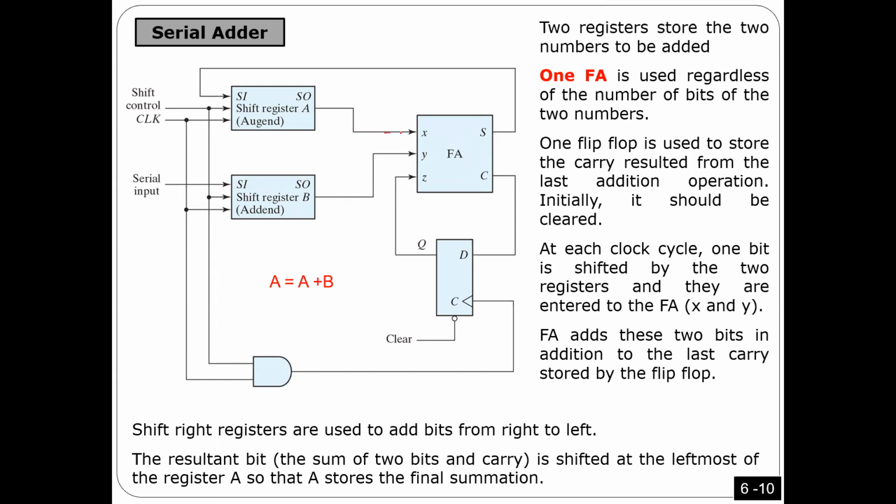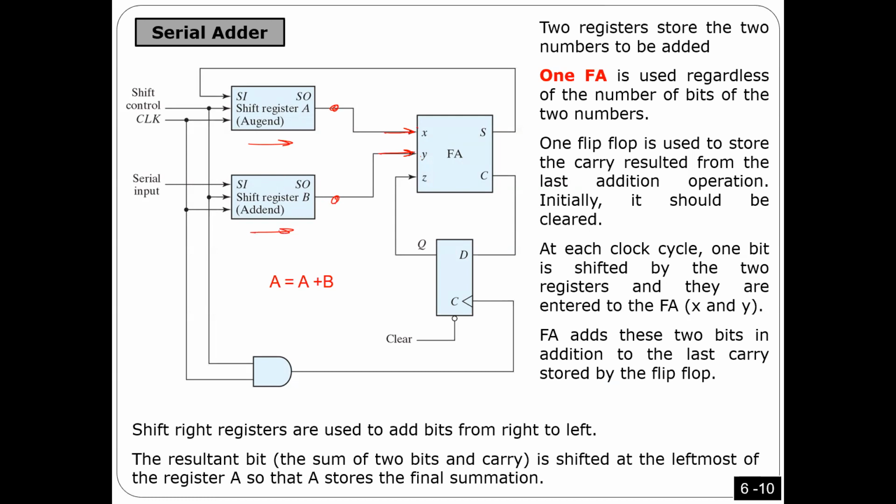So this full adder should have 3 inputs. 2 inputs are coming from 2 registers. This register is storing number A and number B. So I have two shift registers. Every register is storing 1 number. These are the 2 numbers I want to add. Every shift, you are going to get only 1 bit here and 1 bit here. Is that okay? Let me complete.